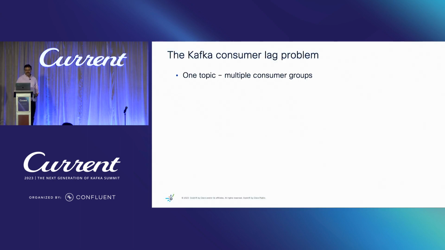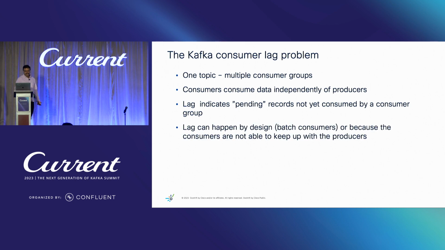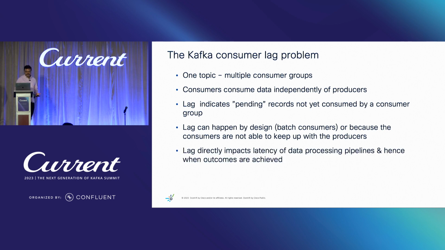Typically a single topic has multiple consumer groups, and consumers consume data independently of the producers. Lag indicates the number of pending records that are not yet consumed by a consumer group, and I'm pretty sure everyone here would be aware of this part. Lag can happen by design, especially when you have batch consumers, which wake up at given intervals and then consume all the pending records, or because the consumers are not able to keep up with the producers in terms of the data being produced.